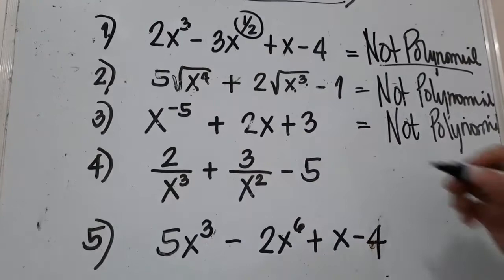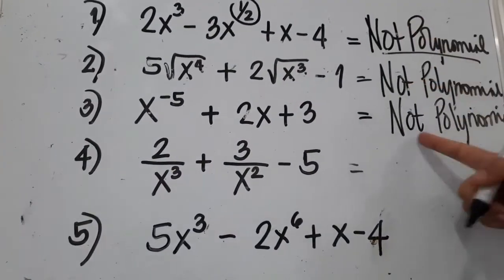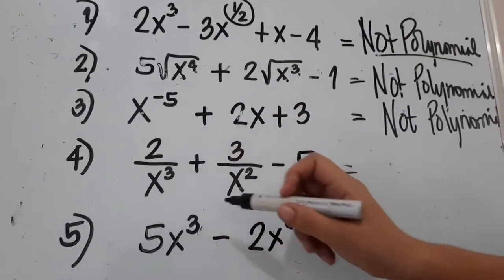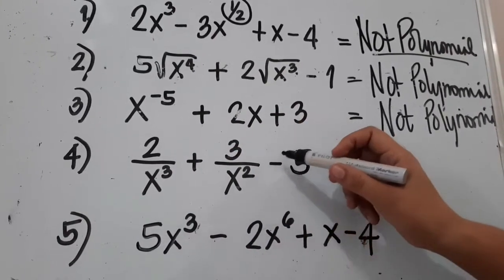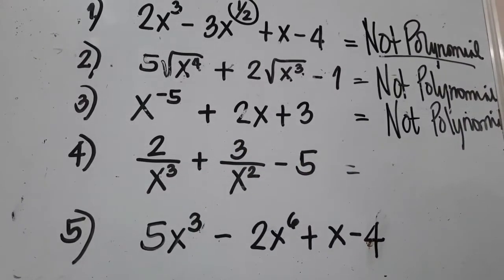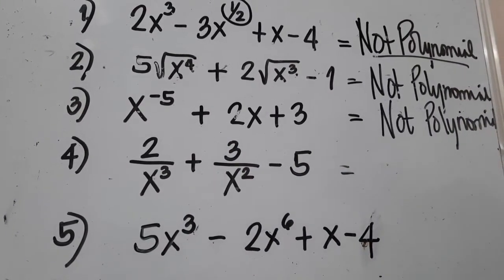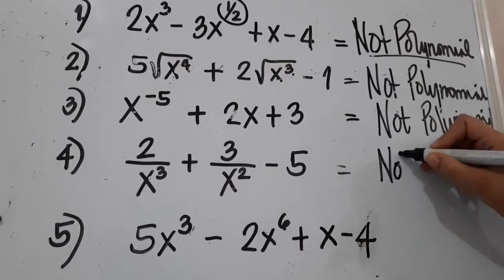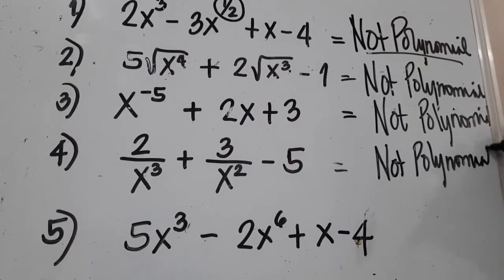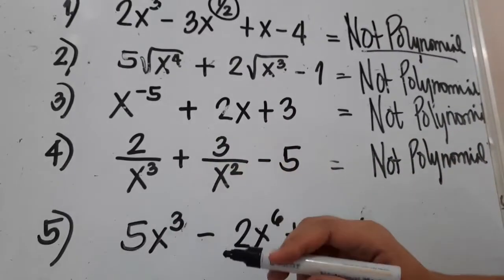Let's go with number 4. Not polynomial, not polynomial. So how about number 4? 2 over x cubed plus 3 over x squared minus 5. Is this a polynomial or not a polynomial? Very good. It's still not a polynomial. Why is this not a polynomial?